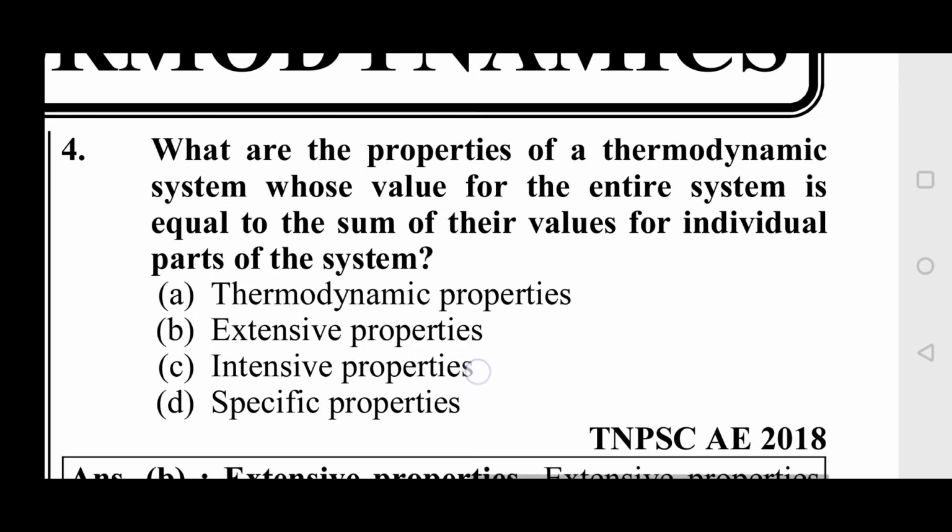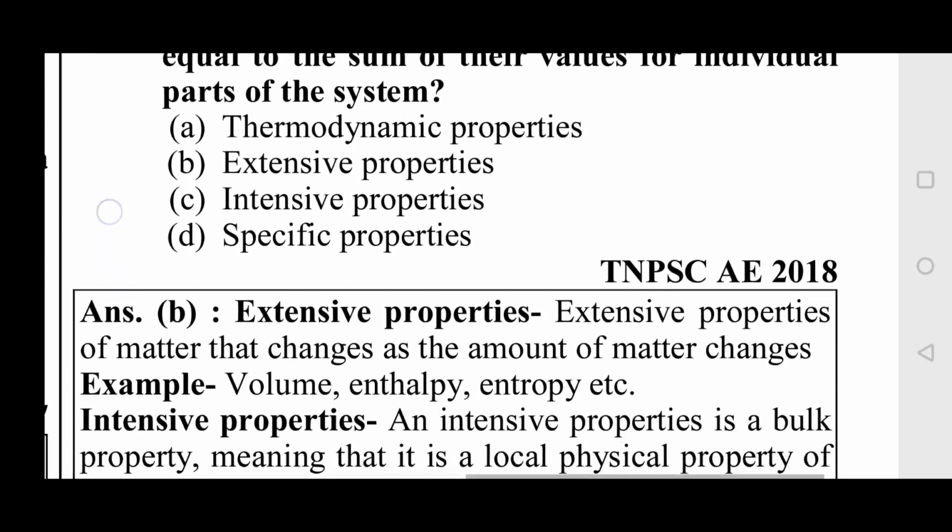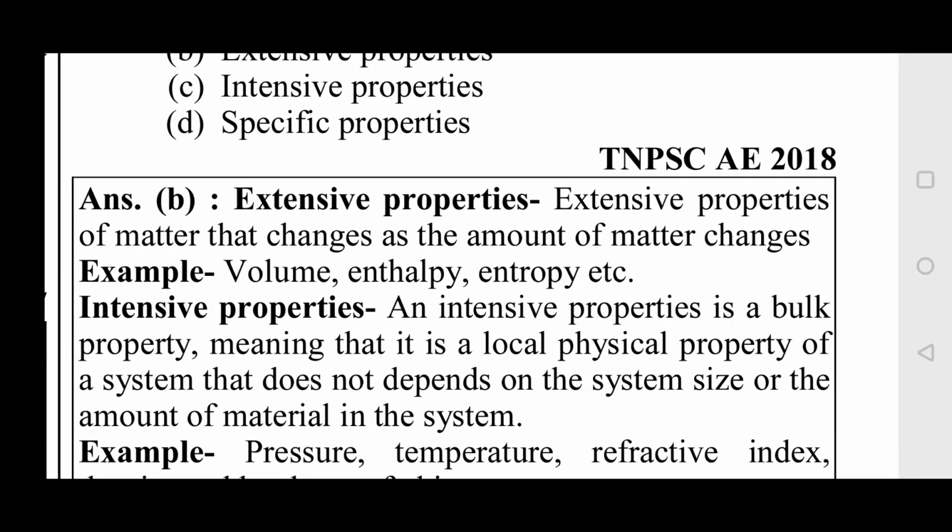So next question, fourth one. What are the properties of the thermodynamic system whose value for the entire system is equal to the sum of their values for individual parts of the system? The answer is extensive properties. So what are extensive properties? The sum of the individual parts equals the entire mass, so both are equal. For example, volume: if you break the volume into n number of parts and add the sum, the sum is equal to the entire volume, so this type of property is known as an extensive property. Examples are volume, enthalpy, entropy.